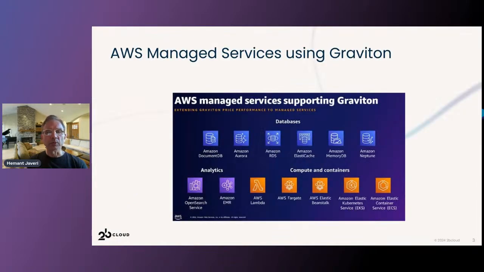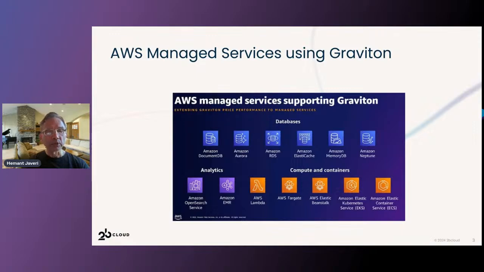So let's take the first one. What are the different managed services which are available on Graviton? As you can see, if your web workload is using Amazon Aurora or RDS, that's the easiest choice. You can host them on Graviton. If you have Neptune or ElastiCache or MemoryDB, those databases are also available on Graviton instances.